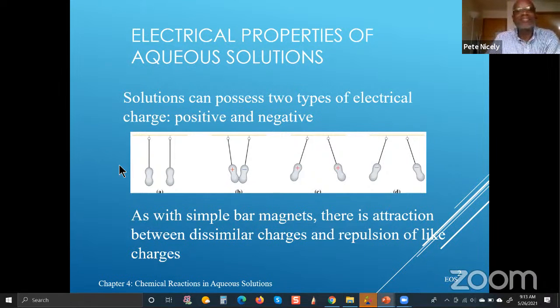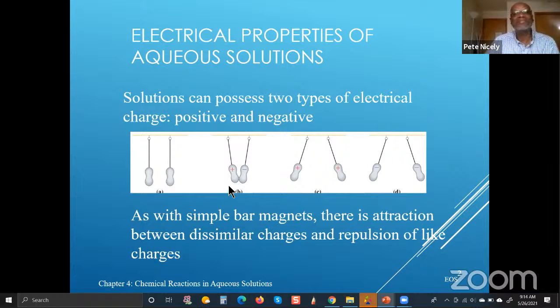So here we have some examples, and this is just purely hypothetical, of basically particles that are suspended on a string, right? So here we have two particles that are neutral. There'll be no attractive or repulsive forces, so they'll just stay put. In the case of this, where you have a positive charge in close proximity to a negative charge, there'll be an attractive force between them, so they're pulled to each other. And then in the other two situations here, where we have like charges in close proximity to each other, there will be a repulsive force here in the case of 2 plus charges, and here in the case of 2 negative charges.